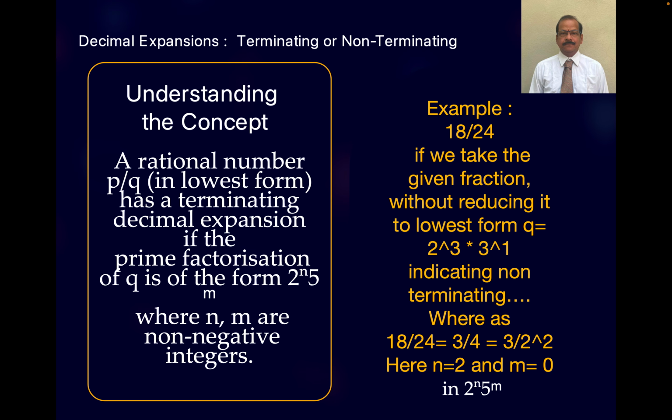But the fact is different, right? 24 and 18 have 6 in common. Cancel it, so you will get 3 by 4. 3 by 4 is nothing but 0.75. Or 4 as a denominator can be expressed as 2 power 2. So 2 power n 5 power m, n equal to 2, m equal to 0. So it is perfectly fitting into the format required, and therefore it is a terminating decimal. Just now we have solved it, 0.75. Within 2 decimals it will terminate.